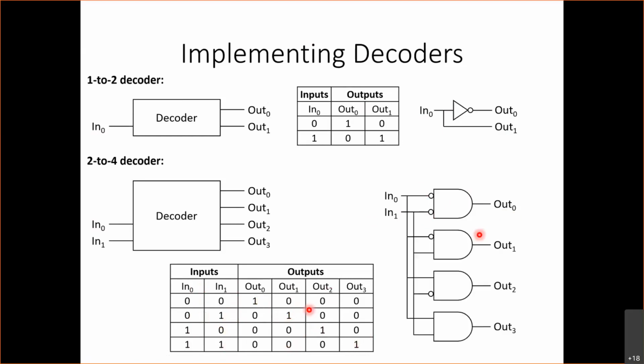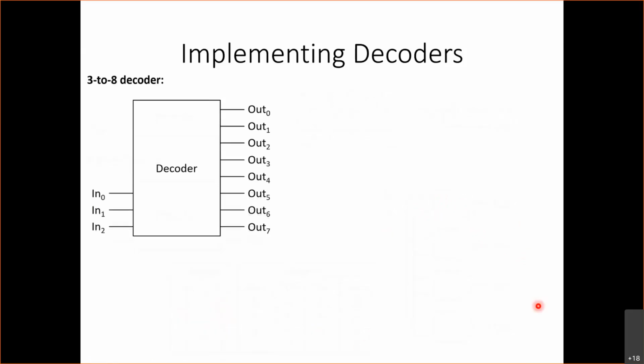So we're going to get something like this, where we have an AND gate for each of the outputs, and this AND gate takes a combination of the inputs and inverts them based on which row it corresponds to. Okay, we can even look at a bigger example. I'll do this one quickly.